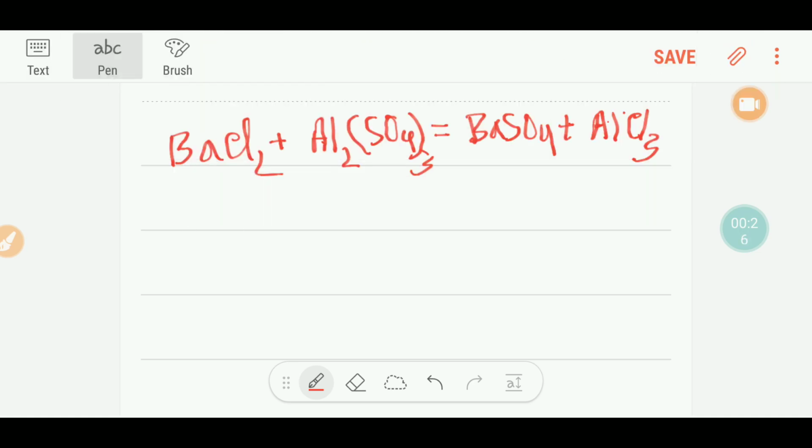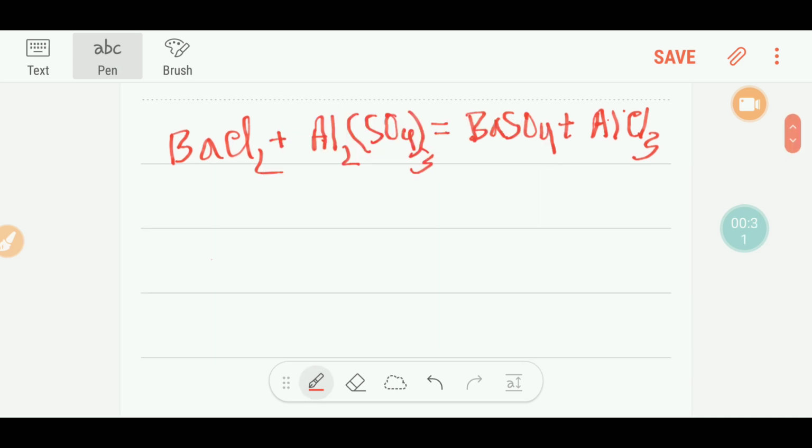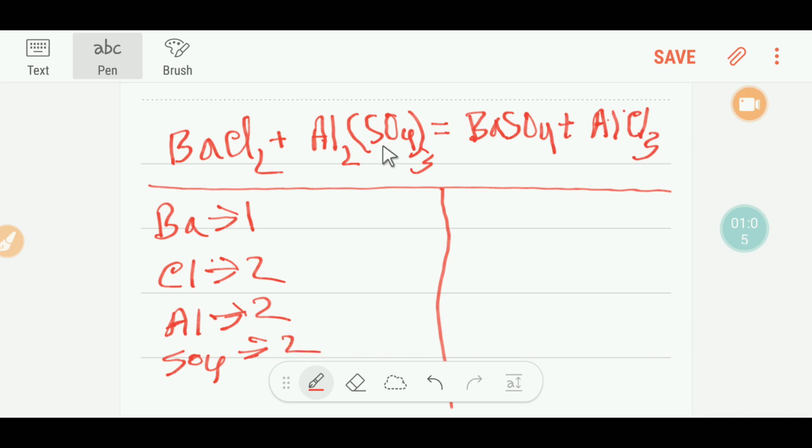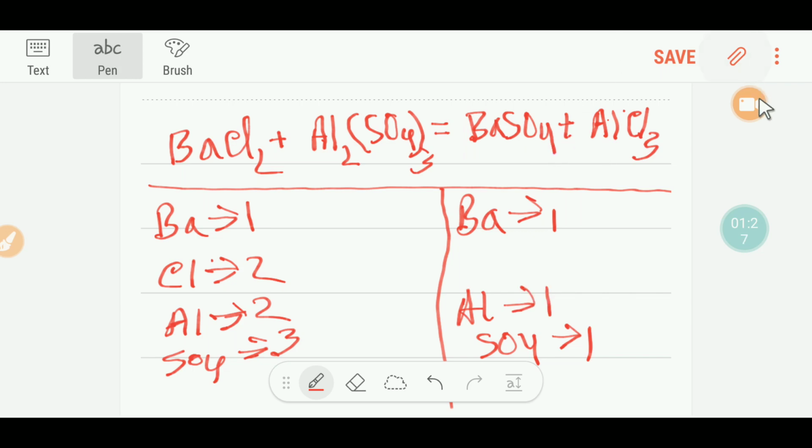Okay, to balance this reaction, let me draw a table like this. On the left hand side, or reactant side, we have one barium here, two chlorine here, two aluminium here, and three sulfate radical here, three sulfate, right? Here we have one barium, here we have one sulfate, here we have one aluminium, here we have three chloride, right?